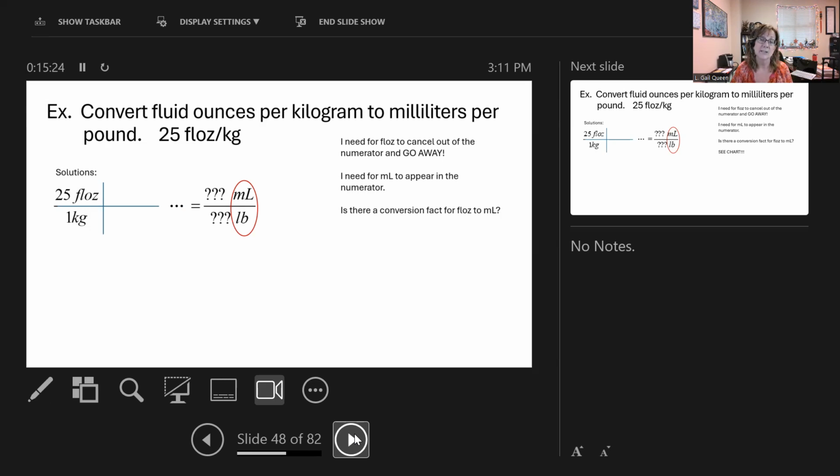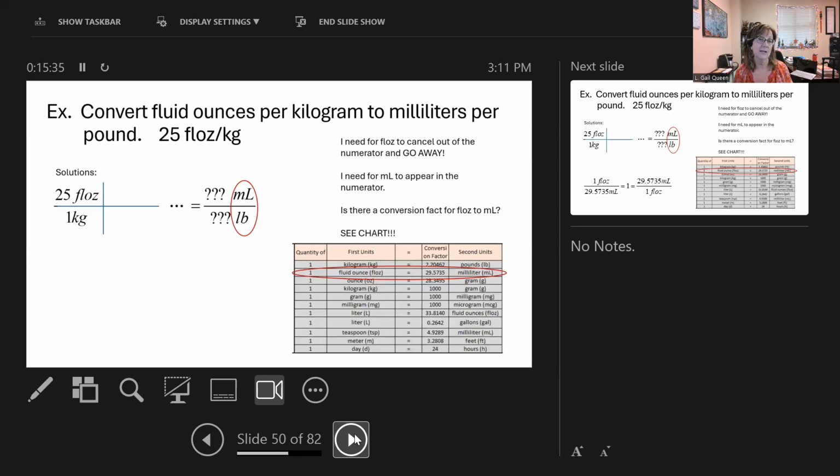Well, here's the deal. In your projects this week and the discussion questions, they're going to put a chart in the actual Excel file, and the chart's going to look something like this. And you scan down that chart looking for a conversion fact between milliliters and fluid ounces. And we find a row in our chart for 1 fluid ounce equals 29.5735 milliliters. So this is the fact that we're going to use. It's just coming from a chart, but it's the same thing as me having 1 foot equals 12 inches.